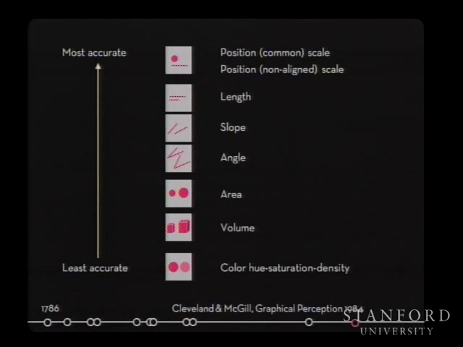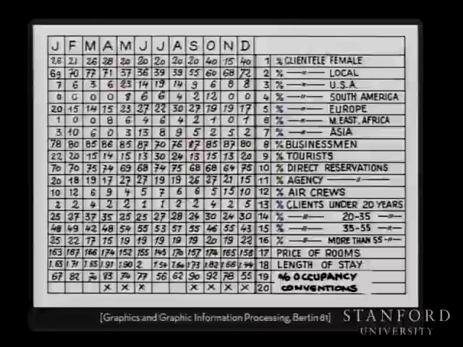So getting back to Bertin, in addition to having the systematic study of visual variables, he was also an early proponent of interaction. And this is interaction even prior to computers. So this is a data table from Bertin's book, Graphics and Graphic Information Processing. Now, this is actually data about hotel visitation for a hotel in France.